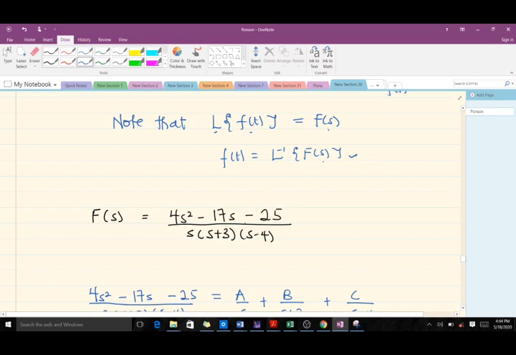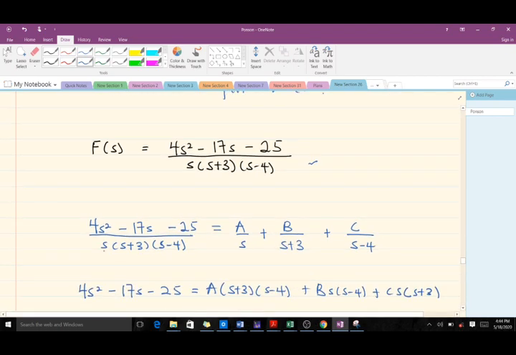When we get here, what we do is resolve this expression into partial fractions. Since we have linear factors here, resolving this into partial fractions is going to be A over s, B over s plus 3, C over s minus 4. I hope you get that. So A over this, B over this, and C over that.